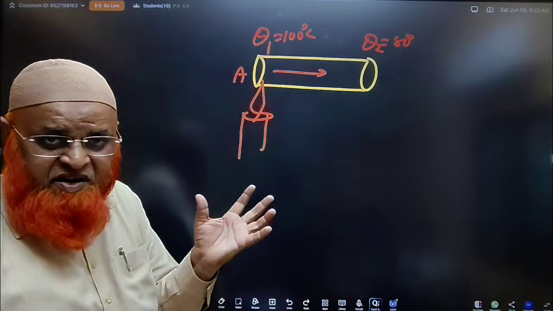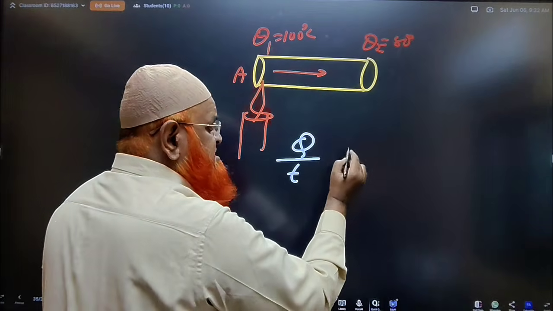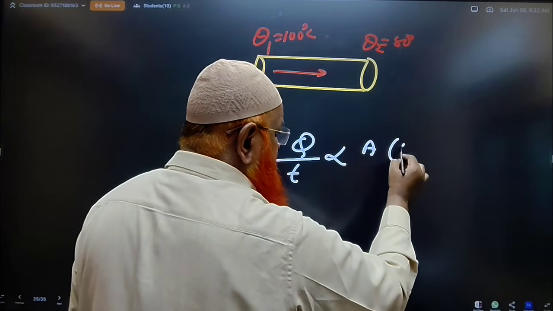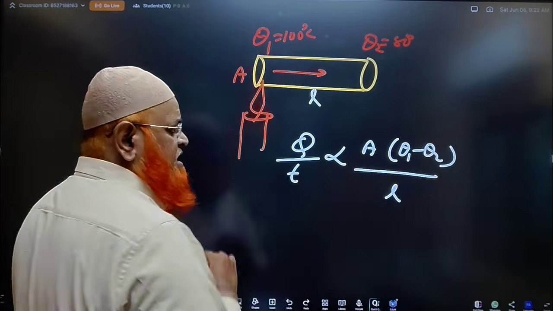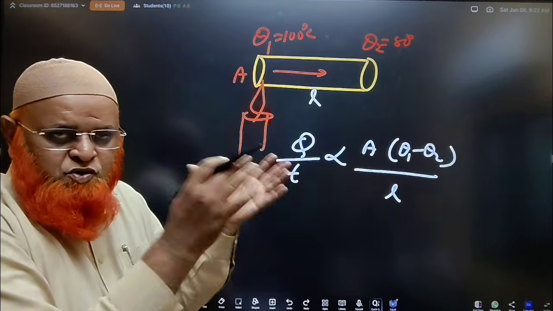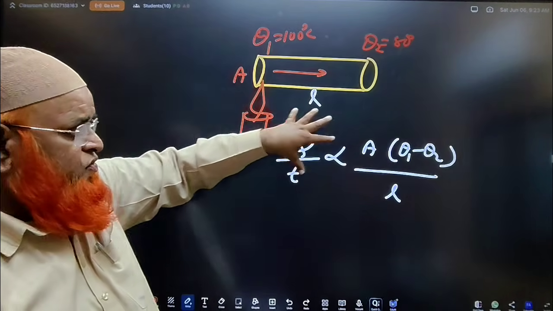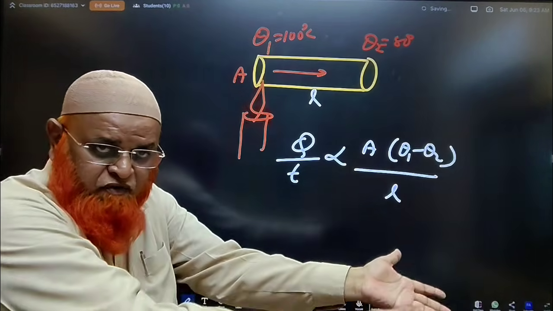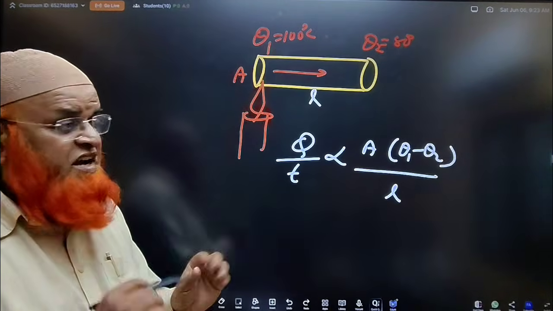So thermal conductivity means the quantity of heat energy with respect to time is directly proportional to the area of cross section, directly proportional to the temperature difference, and inversely proportional to the length of the conductor. Try to understand. The larger the area, the faster the heat conduction. And when the temperature difference is high, the rate of flow is also high. This is called thermal conductivity, conduction of heat takes place here.